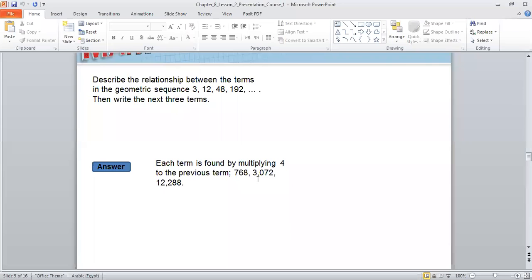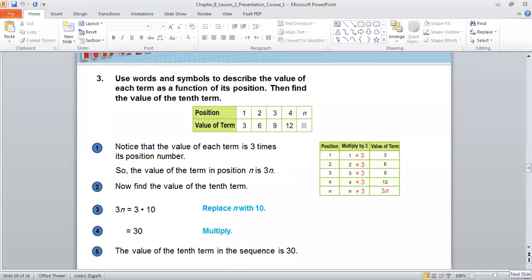If I multiply this number 3072 by 4, what happens? It will be equal to 12,288. So the answer here is 12,288. Okay? Look with me at this table now.